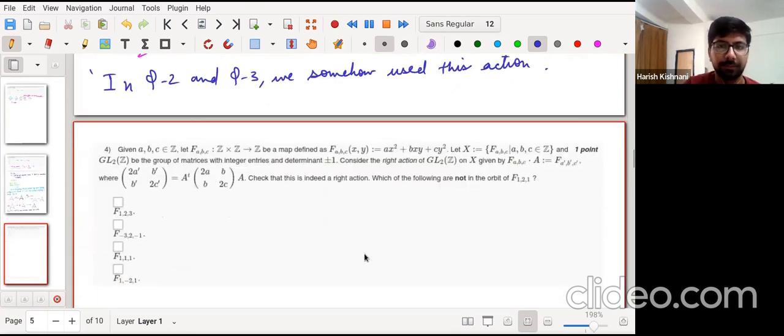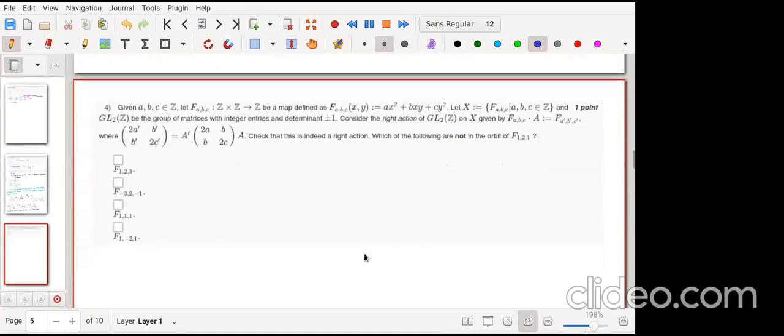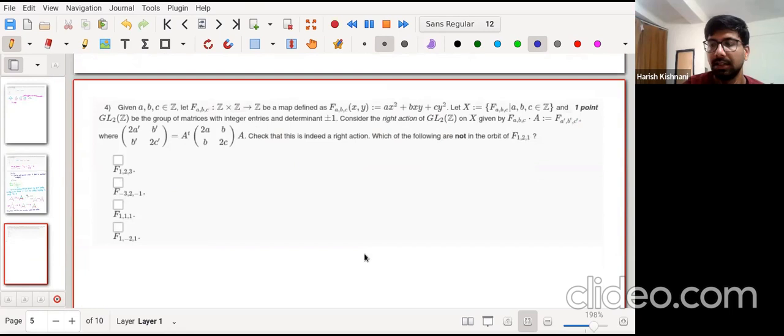Yes. Yes, sir, let's look at the question for a moment. It says, given three integers a, b, and c. Oh, someone is writing in the chat. So if you have any doubt, you can unmute yourself and say. Okay.